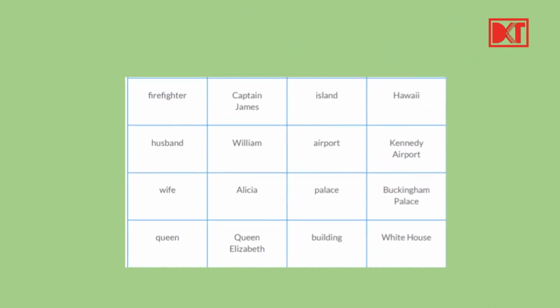All right, here you have a few more examples, like firefighter. If you refer to a firefighter, is it a person specifically or generally? Here we are talking about firefighter in a general manner. But when we talk about Captain James, then we are talking about Captain James specifically. Suppose when we say husband, we're not telling about someone's husband in particular, right? But when we name that person, that becomes specific. Similarly, we have wife, Alicia, Queen Elizabeth.